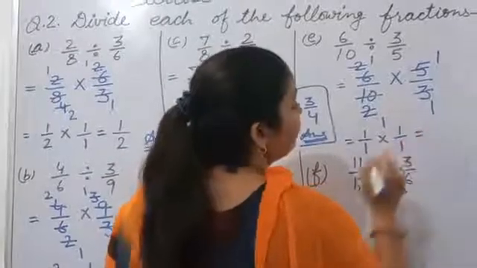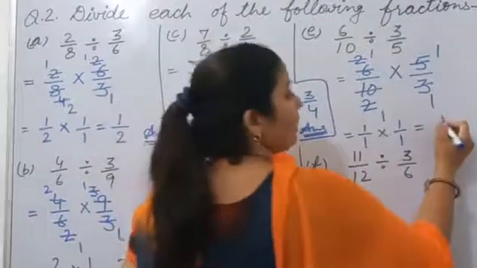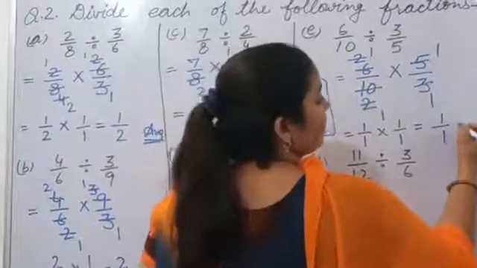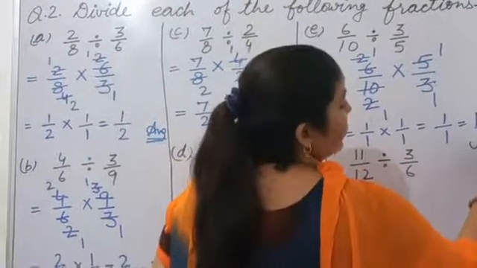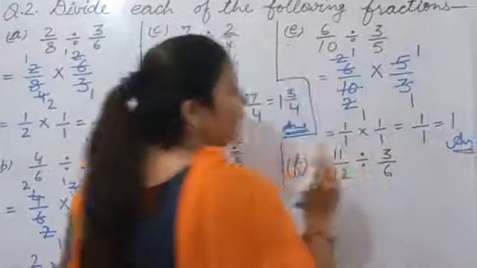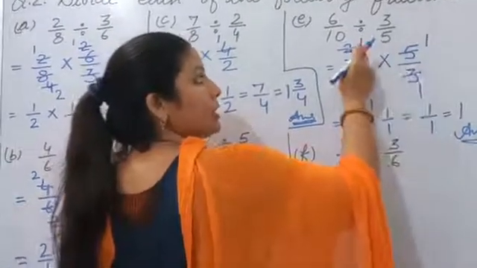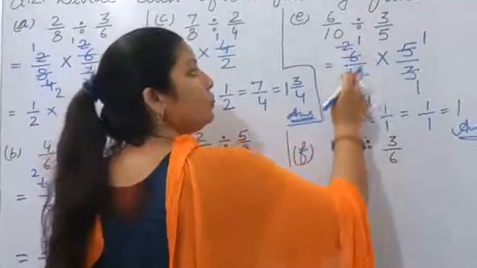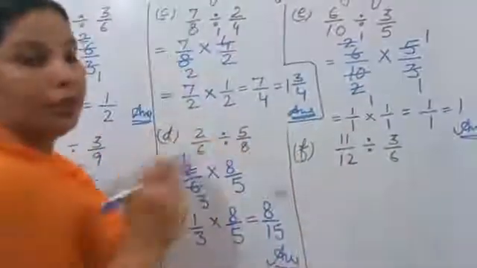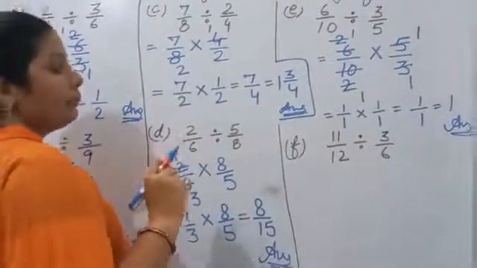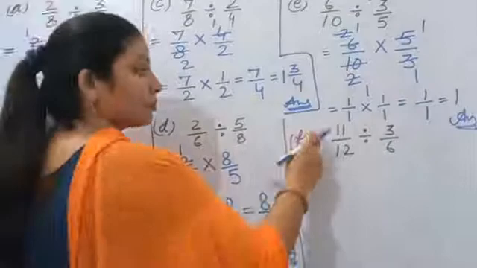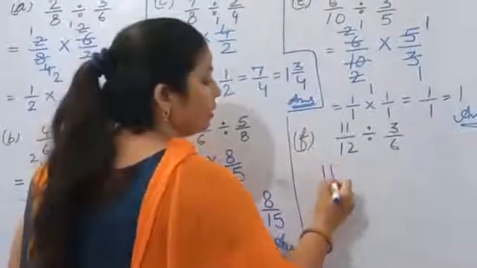Now numerator multiply by numerator. 1 ones are 1 and 1 ones are 1. That's equals to 1. So your answer is 1. Okay, how we cancel? 5 by 10, 5 twos are 10. 3 by 6, 3 twos are 6. Then 2, 2 both are coming in 2 table. Okay. So like this we will do. Now it's F part. 11 upon 12.